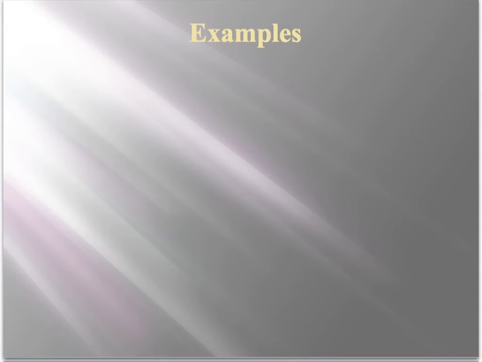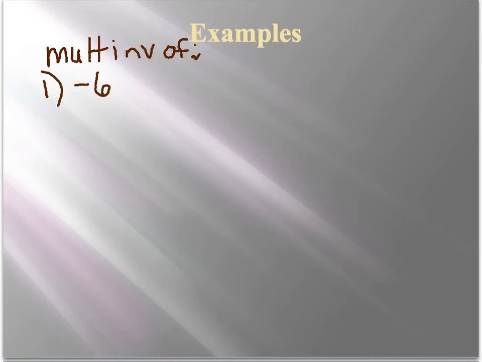Okay, time for some examples. Let's take this yucky color brown and let's do some examples. So let me think here. First of all, what is the multiplicative inverse of negative 6? Well, my multiplicative inverse is negative 1 over 6.